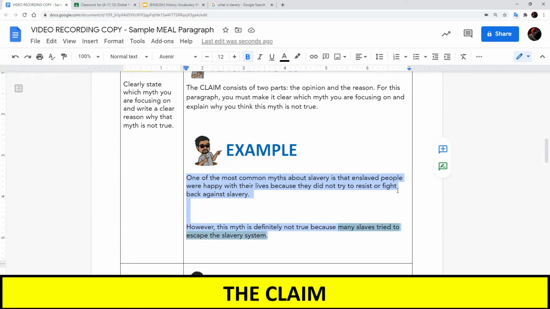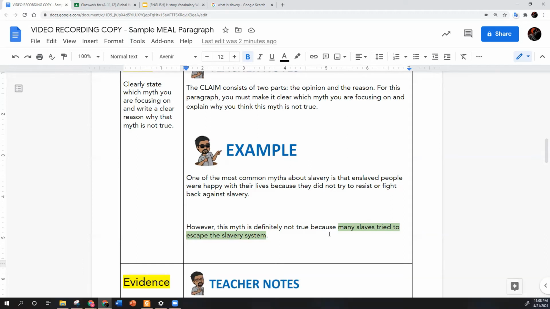And remember that the claim has to basically introduce what you will talk about for this paragraph. So just based on this short opinion and short reason, here's the opinion and this would be the reason, we can say that the focus of this paragraph is going to be on how slaves escaped the slavery system. So that's basically what you're going to be focusing on in your paragraph. That's the evidence that you're going to look for.